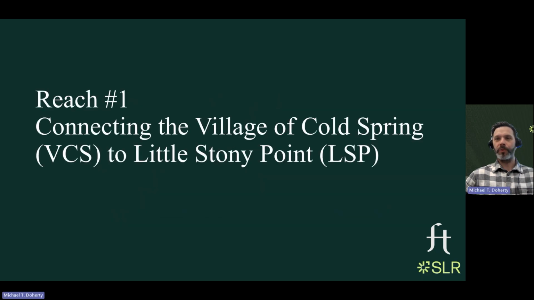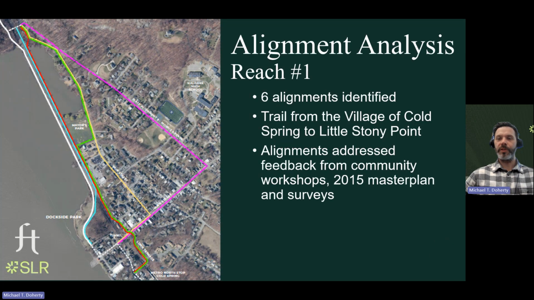Beginning with reach number 1, Cold Spring to Little Stony Point, we'll briefly look at the overall defined routes within this section. Each reach has a varying number of identified alternative routes. Within reach number 1, there are 6 alignments identified that were evaluated against the project's goals and objectives to connect the village of Cold Spring to Little Stony Point.